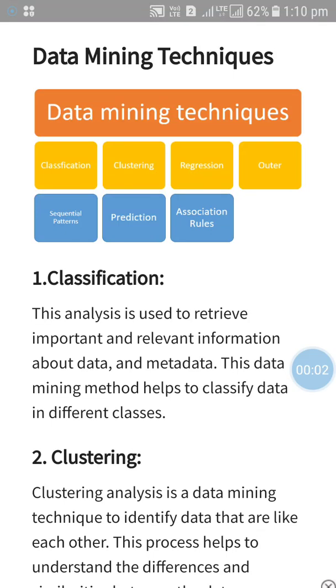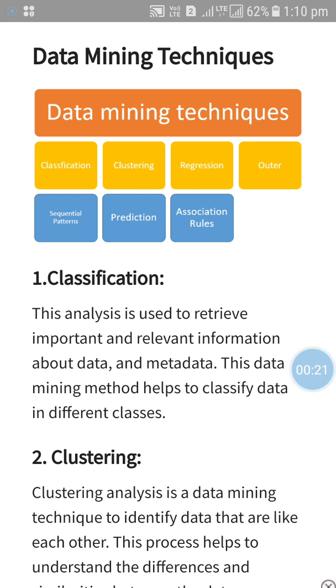Today we discuss the data mining techniques. Various data mining techniques are used for this purpose. Classification, clustering, regression, sequential pattern prediction, association rules.